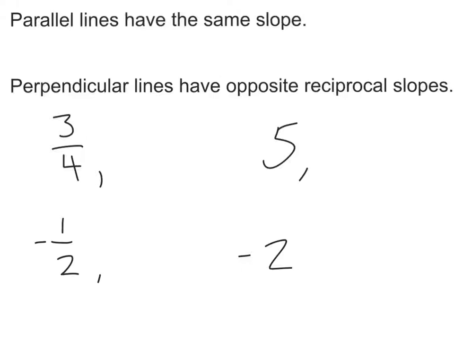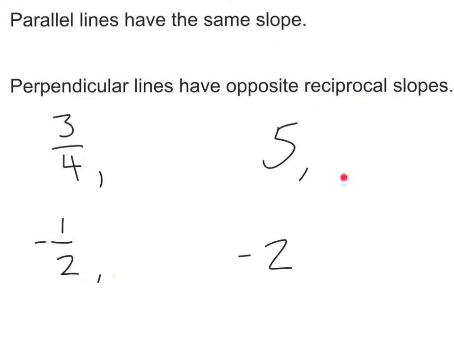There is a relationship between the slopes of lines that are parallel and the slopes of lines that are perpendicular. Parallel lines have the same slope. Perpendicular lines have what we call opposite reciprocal slopes. Really quickly, I want to go through what opposite reciprocal means. Opposite means change the sign. Reciprocal means flip the fraction.